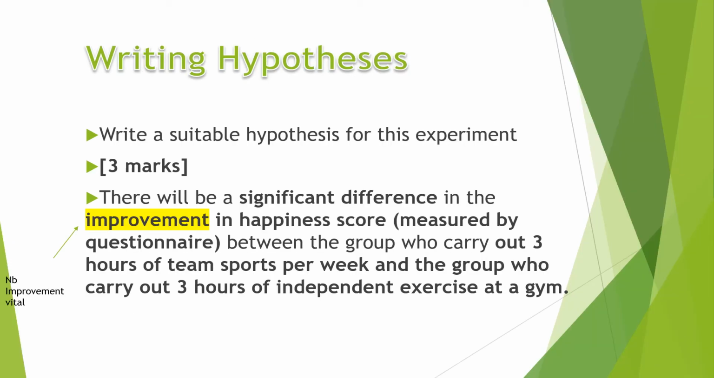So here's an answer that would get 3 out of 3. There will be a significant difference in the improvement in happiness score measured by questionnaire between the group who carry out 3 hours of team sports per week and the group who carry out 3 hours of independent exercise at the gym. Note the IV and the DV are fully operationalised and a non-directional hypothesis has been used.